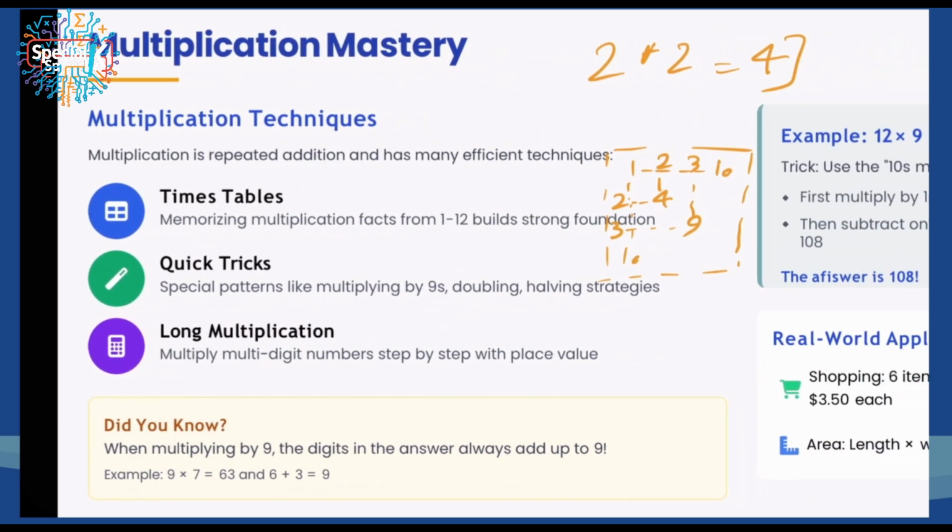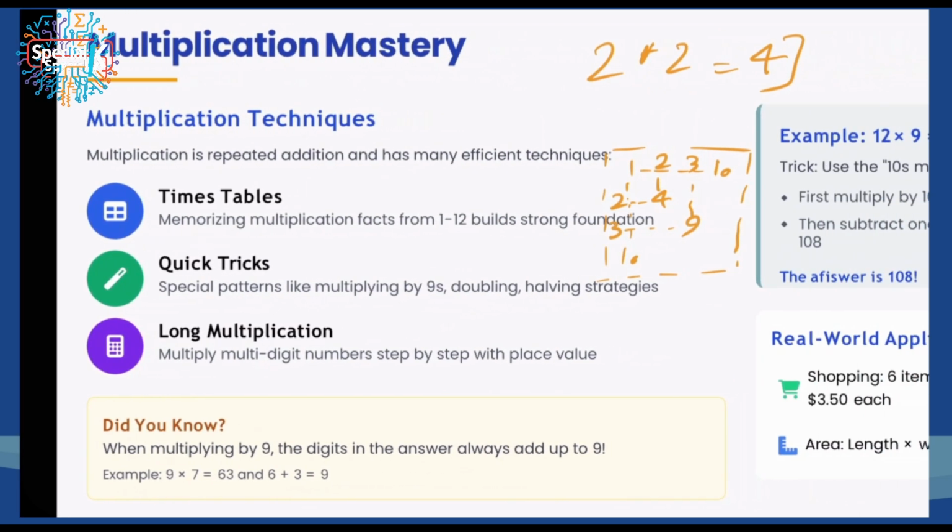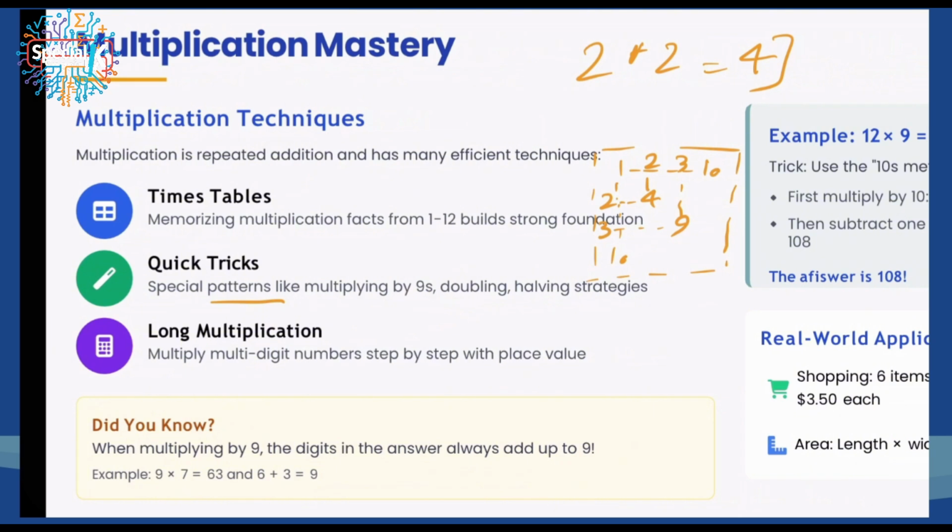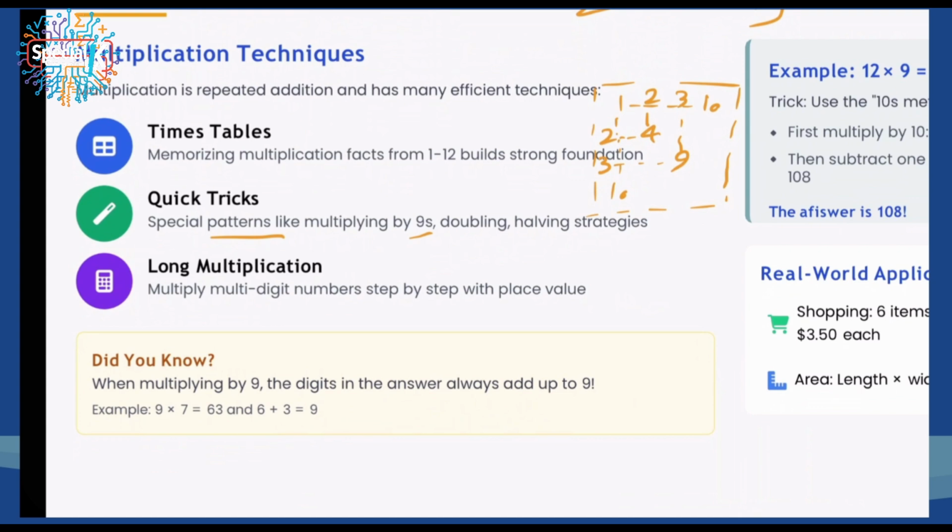Another way that we have is some tricks. The first one is just a quick trick. This means that there are some patterns in multiplication. For instance, multiplying by 9. So what does that mean? It means that imagine that you have two numbers and one of them is 9. For instance, 9 times 7. So 9 times 7 is 63.